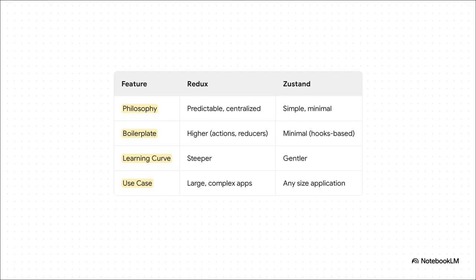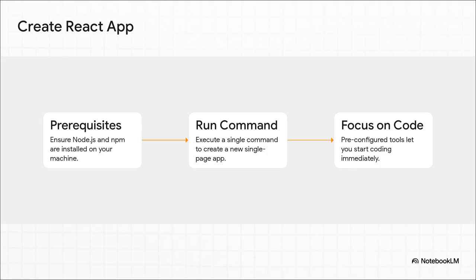For a long time, the absolute simplest way to get a new React project off the ground has been Create React App. You run one single command, and boom, it sets up a complete development environment for you. It pre-configures all the complicated stuff like Babel and Webpack, so you can just jump right in and start writing code.